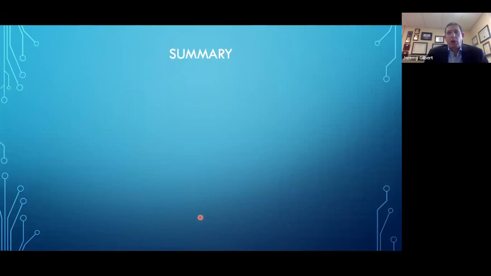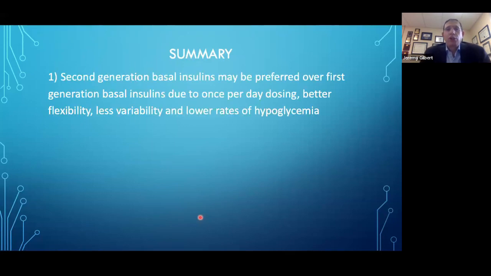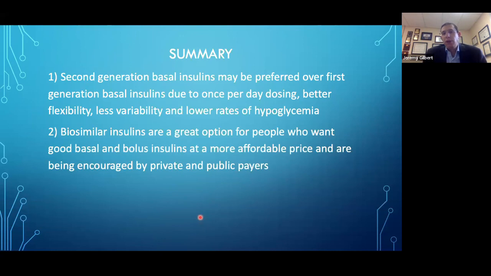So to summarize our discussion, second generation basal insulins may be preferred over first generation basal insulins based upon Diabetes Canada guidelines, based upon trial evidence. And some of the reasons for that may be once per day dosing, better flexibility, less variability, lower rates of hypoglycemia. And I think that it's great that these are an option for many people living with diabetes.